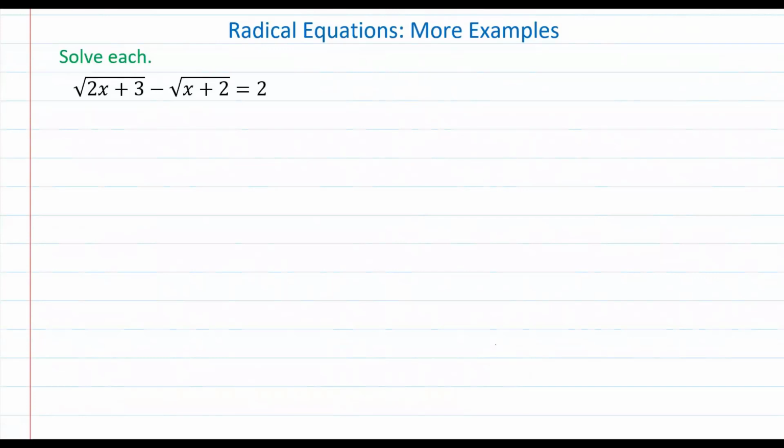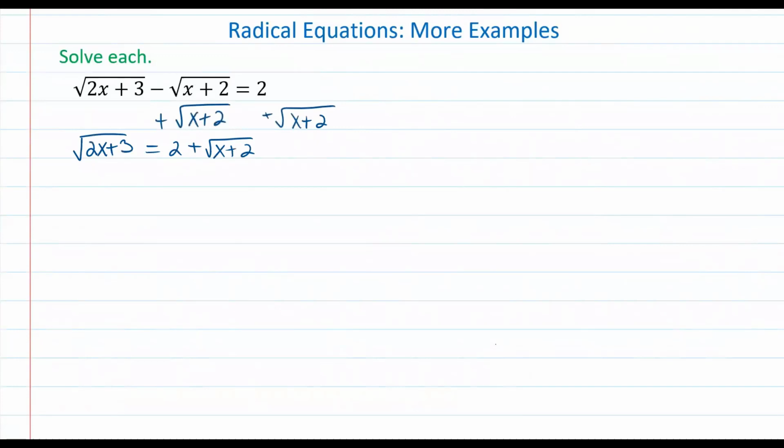To do this, we're going to actually move one of the radical terms to the other side. I choose the square root of x plus 2 only because it's negative on the left, and by moving it to the right, it becomes positive. And so now what I get is the square root of 2x plus 3 is equal to 2 plus the square root of x plus 2.